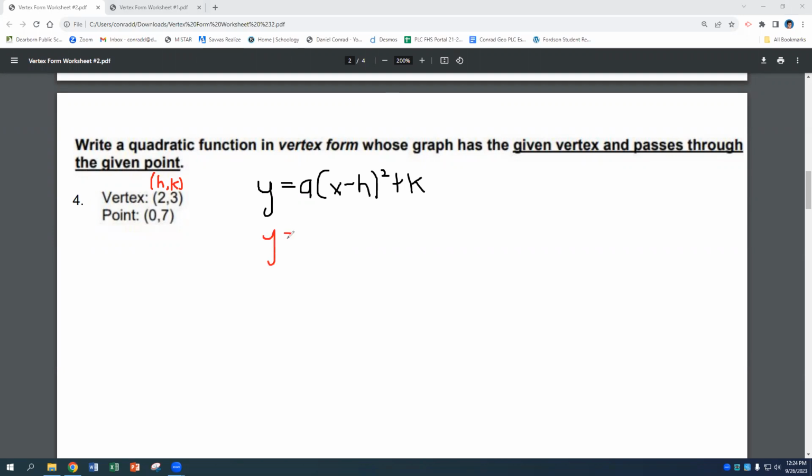So I can substitute in h and k. So y equals a times (x minus 2) squared plus 3. Right, and the only thing we're missing is a here. So we have our h and our k. The only thing we're missing is a. What we're going to do to solve for a is we're going to substitute in 0 and 7. That's our x and our y, so that we can solve for a. So if I'm going to substitute in my point, for y, I'm going to put in 7. And for x, I'm going to put in 0.